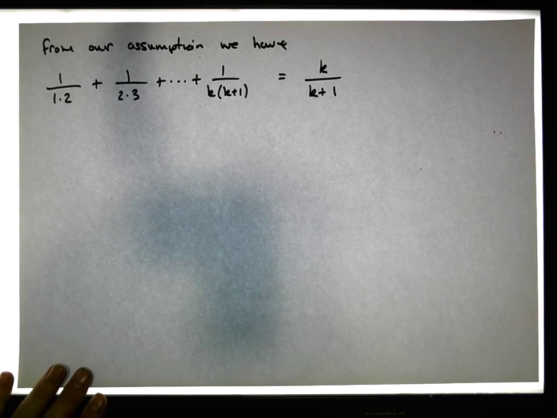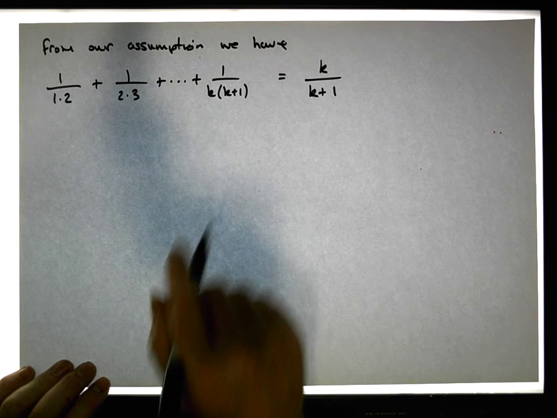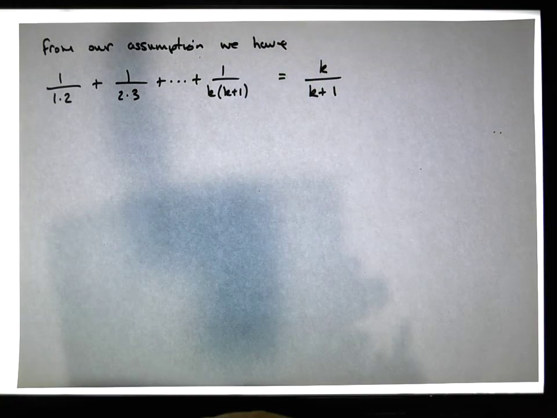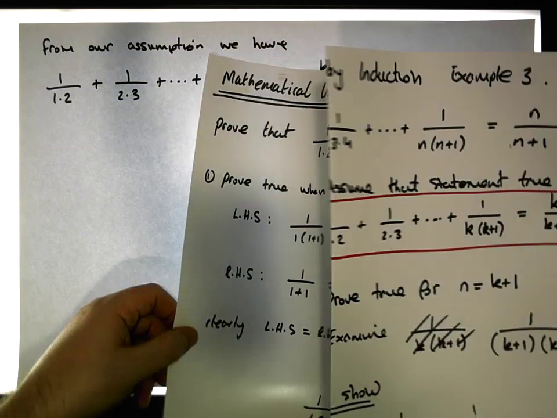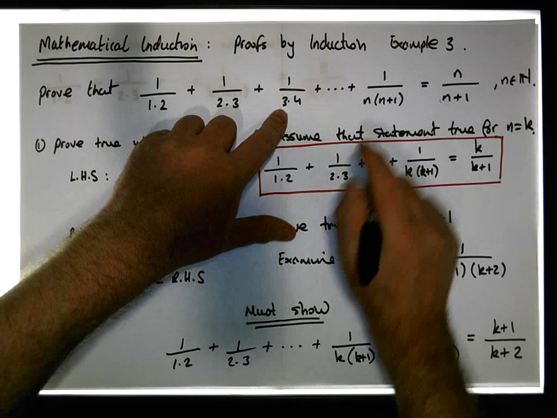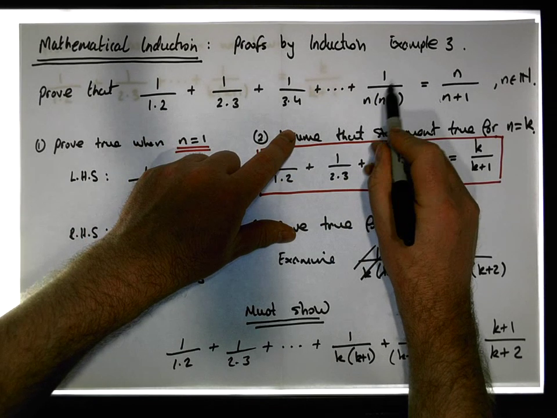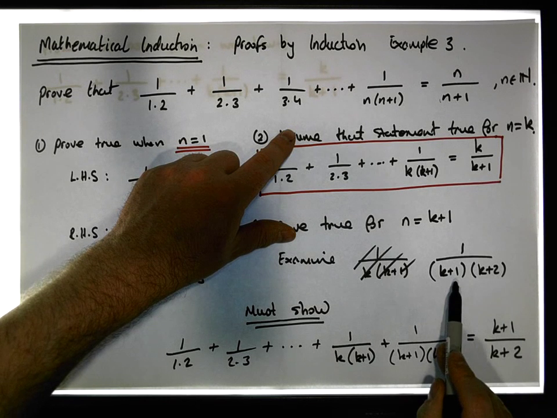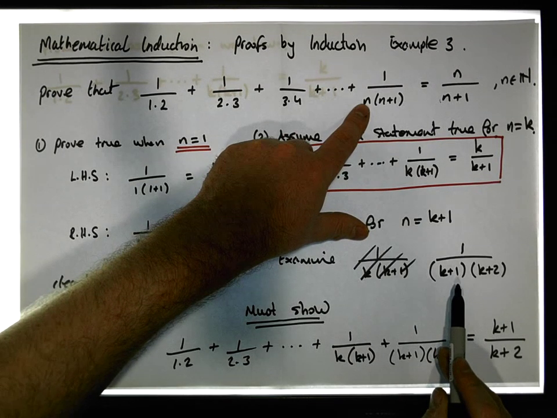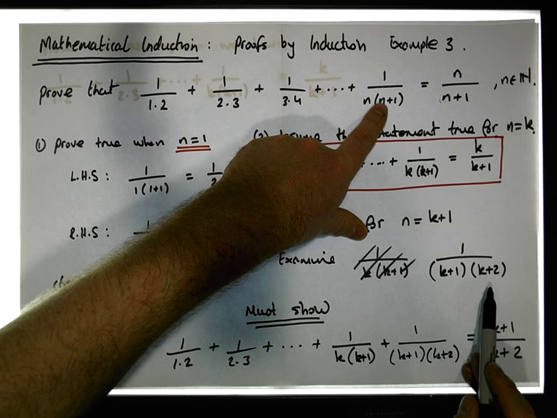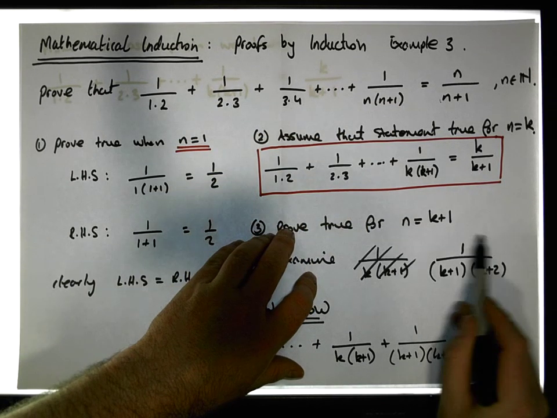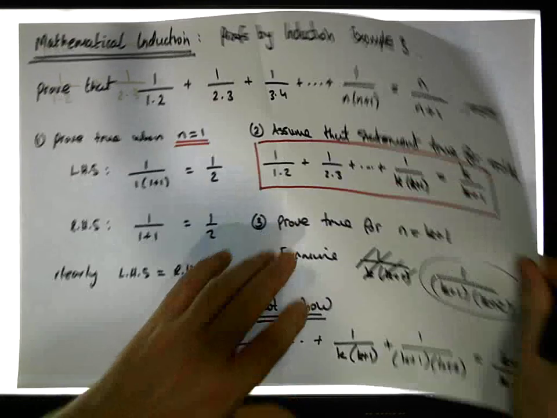So now let's add on the k plus 1th term to both sides. And just recall that the k plus 1th term is the next term after this one here. From the general form, it's 1 over n times n plus 1. So when n is equal to k plus 1, it's going to be 1 over k plus 1 times k plus 2, because k plus 1 gives us k plus 2 here. So this is the thing that we're going to actually add on. So let's add that on to both sides.